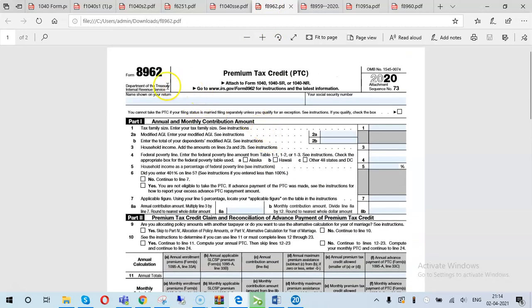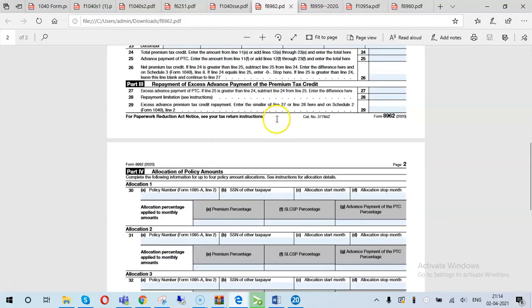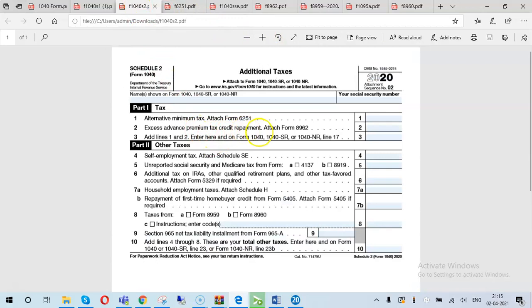So guys, this is Form 8962. This is for the premium tax credit. So if you have any repayment of excess advance payment of premium tax credit, see line number 29, excess advance premium tax credit repayment, Schedule 2, line number 2. Any amount on line number 29 should flow to line number 2 in Schedule 2.